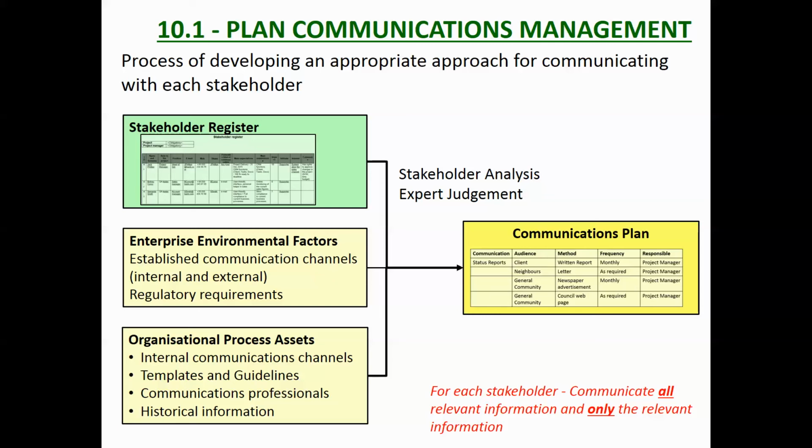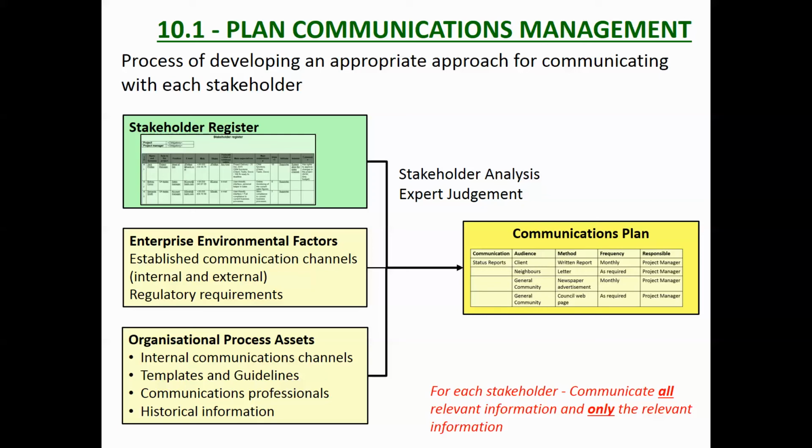So for each stakeholder, you communicate all the relevant information and only the relevant information. For example, you wouldn't give a complex program breakdown to members of the public. You'd give them a bit of a summary. You wouldn't give them the complex status report. You might give them a summary of where you're at and when you're going to leave. So you need to look at what information these people need and communicate that. You don't want to overload people with communication.